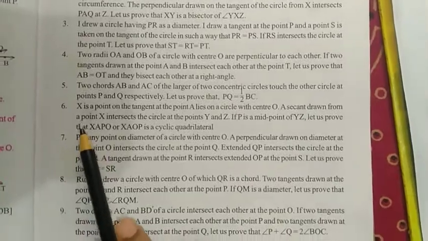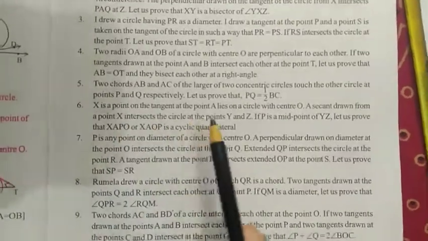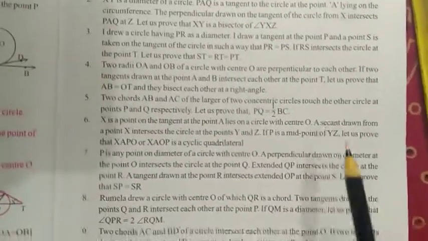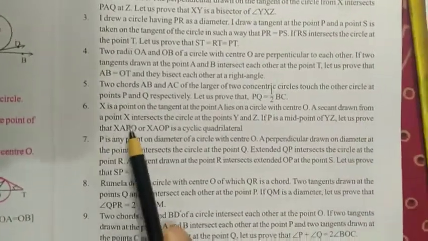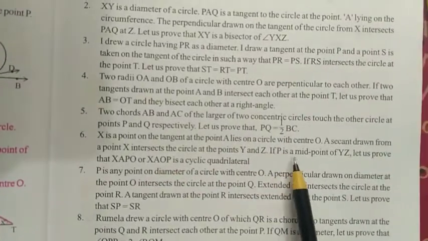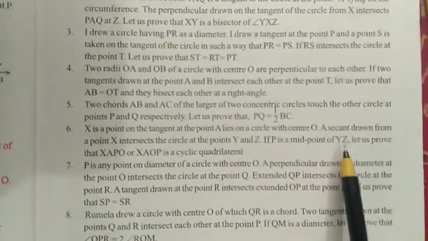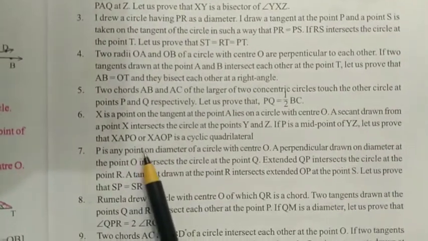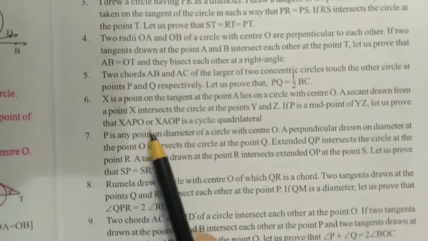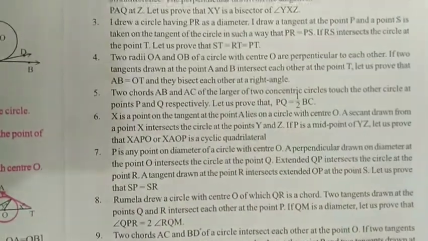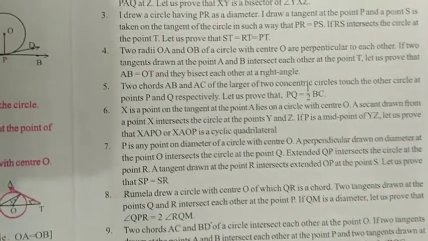Sum number 6. X is a point on the tangent at the point A, which lies on a circle with center O. A secant drawn from the point X intersects the circle at the points Y and Z. If P is the midpoint of YZ, let us prove that XAOP is a cyclic quadrilateral. This is chapter number 15.1, and the chapter name is theorems related to tangent on a circle.